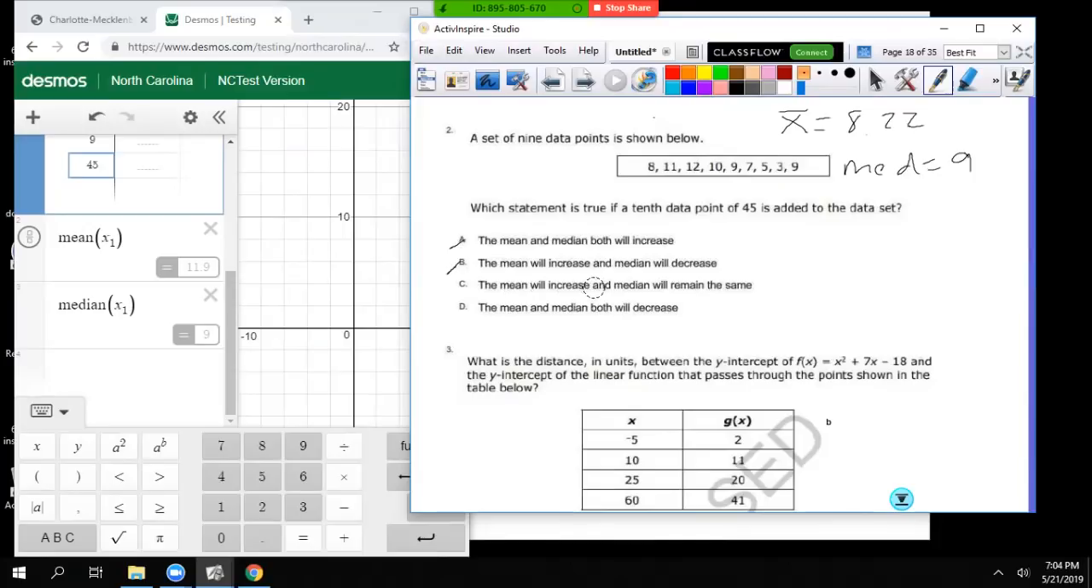Moving on, the mean will increase and the median will remain the same. Well, did the mean increase? Yes, 8.22 to 11.9. And did the median stay the same? Well, yeah, median of 9 with my original data and median of 9 with the 10th point. So C is going to be our answer.